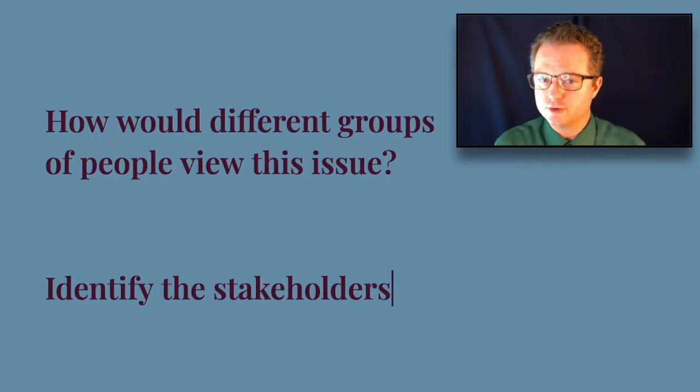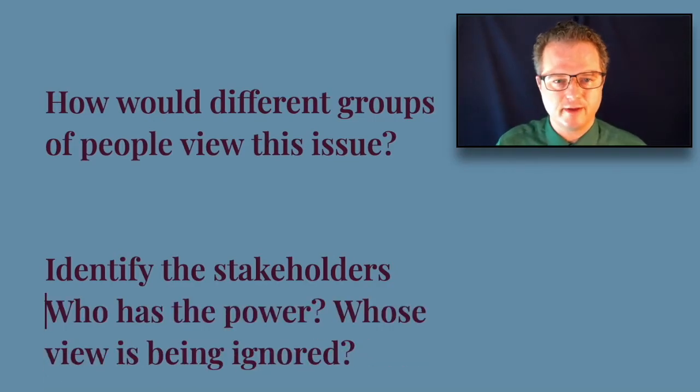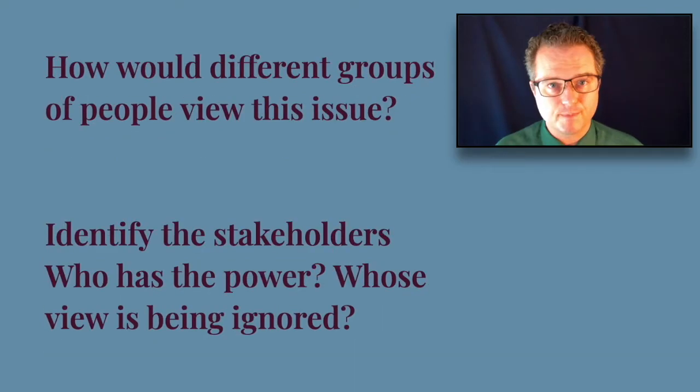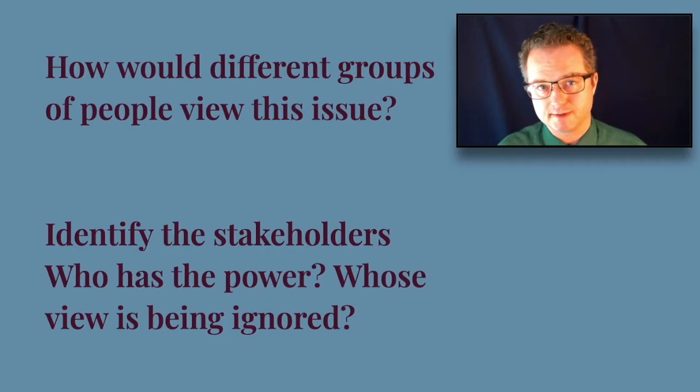Who's making money? Who's losing money? Who has the power is an important part of identifying stakeholders. Who has the power to get their message out and whose view is being ignored? Who doesn't have the ability to spread their message? Generally, the stakeholders who have the power want their view, their position, to be shared, to get on TV, to be reported in the media. But they're going to frame the issue in a way that benefits them.